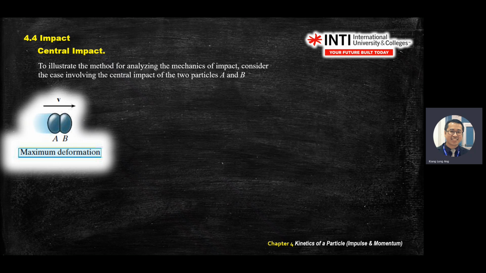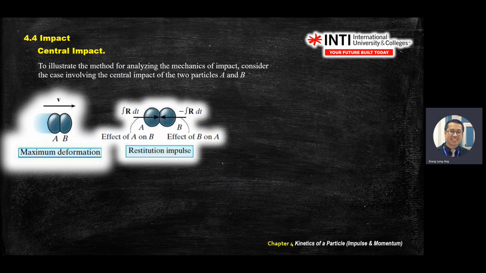So when they join together, the velocity of the two bodies will be the same. This is at maximum deformation. Then there's a point where they start to separate and go in different directions. This is called the restitution impulse. So there is a force pushing each other in opposite directions. And this is the central impact, because the two bodies come in a straight line of impact.